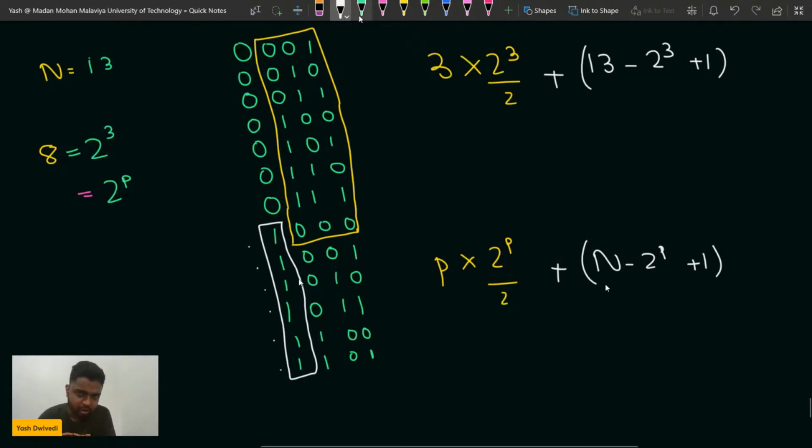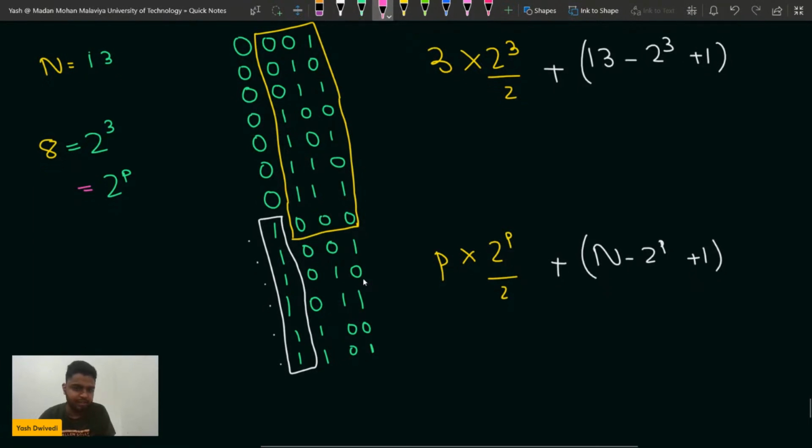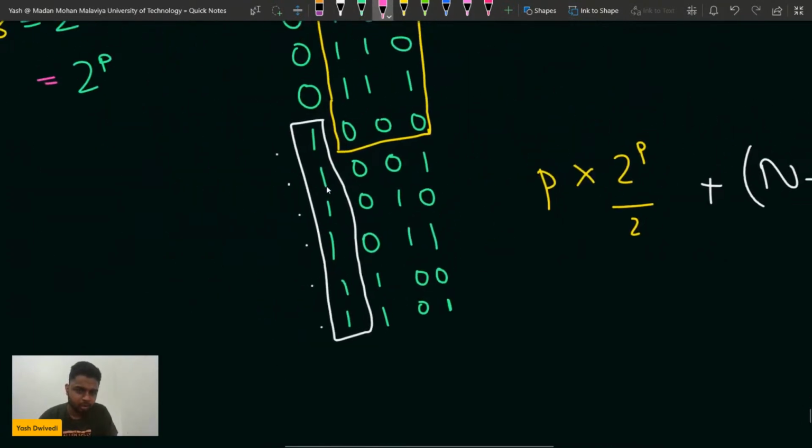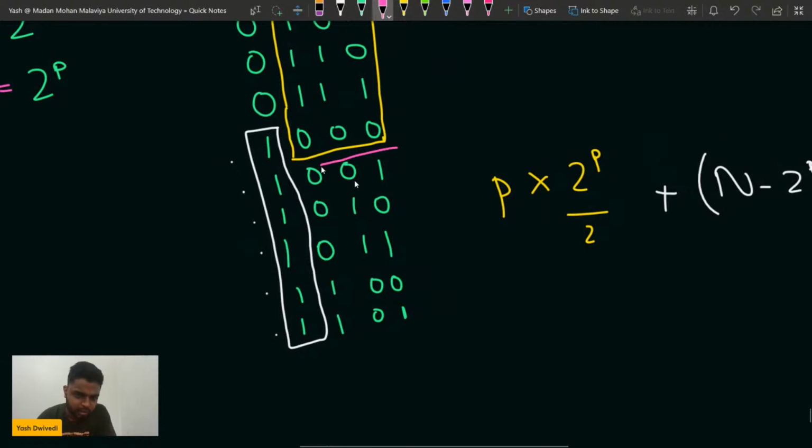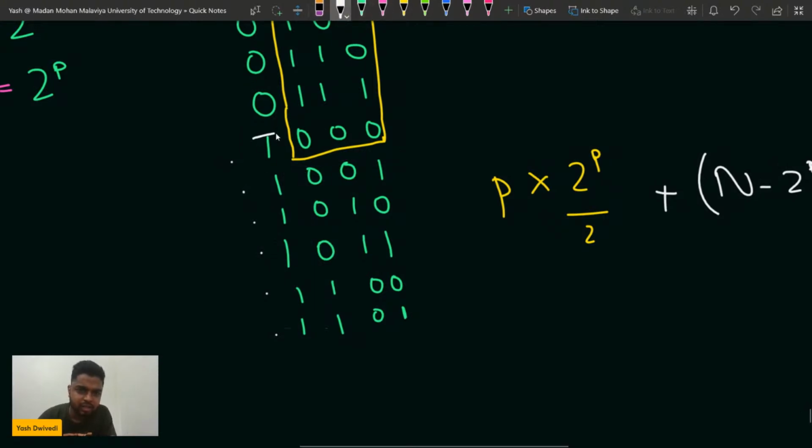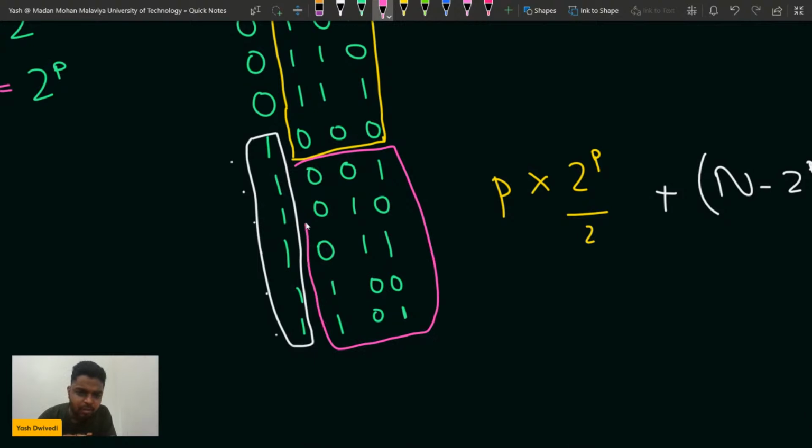Now comes the idea. What is the idea for this much part? What is the number of set bits in this part? Is this much part clear till now? Now what are the total number of set bits in this part? I would like to highlight it with this color. Just give me a second, let me highlight the white part differently. Now let's highlight this pink part. What is the number of set bits in this part?